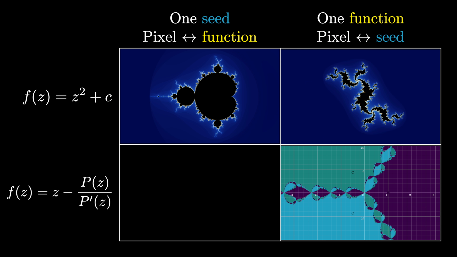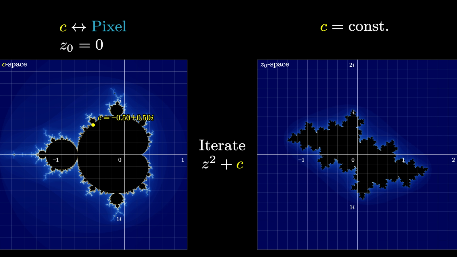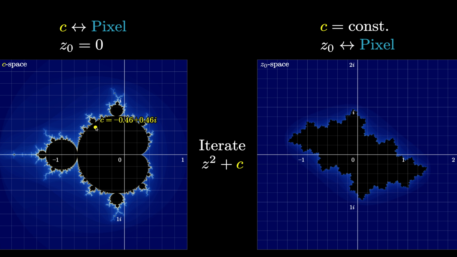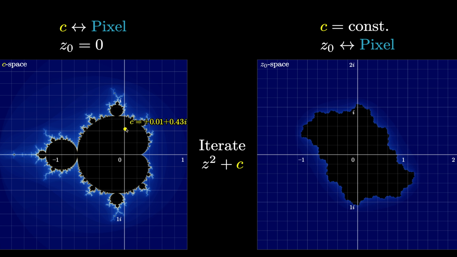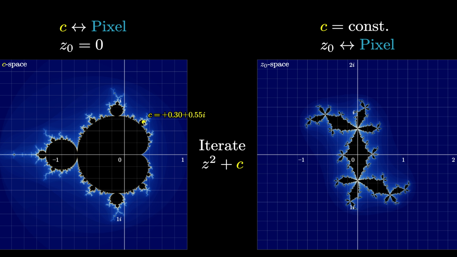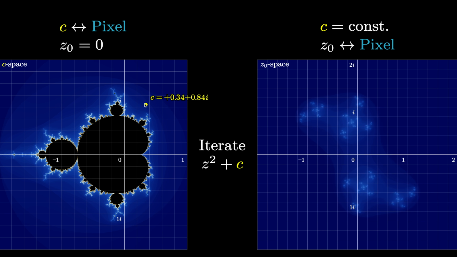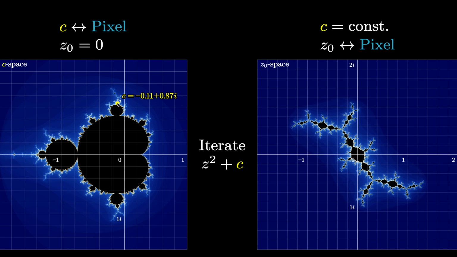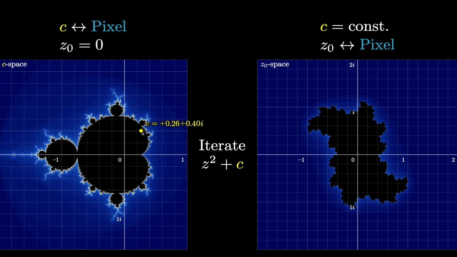Of course, we could play the same game with the map z squared plus c. We could fix c at some constant, and then let the pixels represent the different possible initial values, z naught. So whereas each pixel of the Mandelbrot set corresponds to a unique function, the images on the right each just correspond to a single function. As we change the parameter c, it changes the entire image on the right.